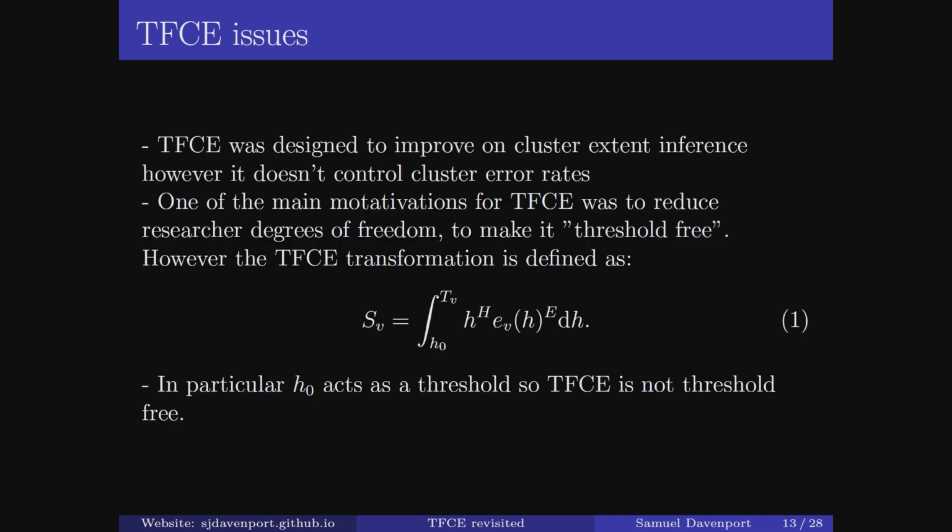So TFCE was originally introduced in order to improve on cluster size inference. However, it doesn't control cluster error rates. A second major motivation for TFCE was to reduce researcher degrees of freedom, to make it threshold free. That's what the TF stands for. However, TFCE actually very much depends on a threshold H0, because H0 determines how it borrows support from the rest of the brain.